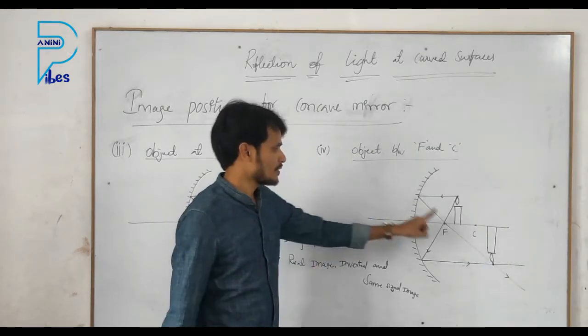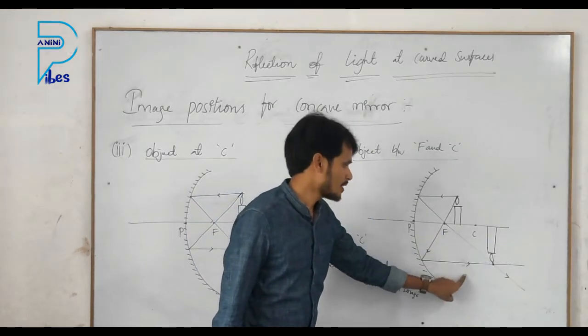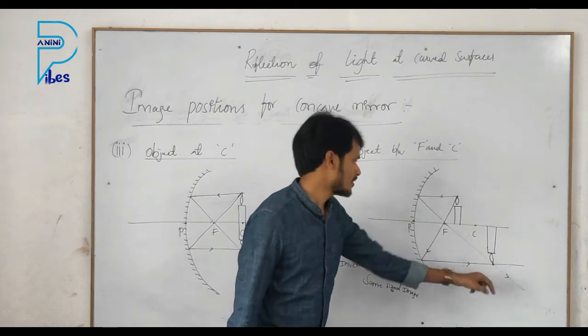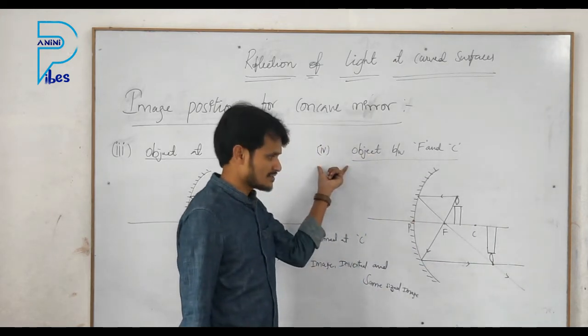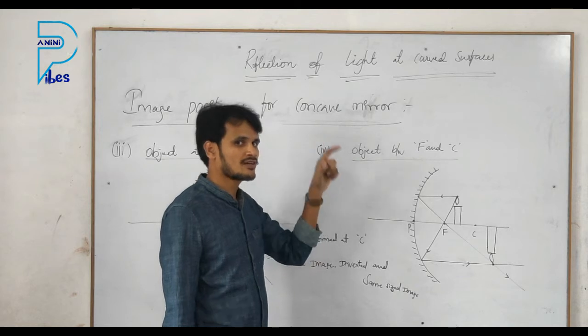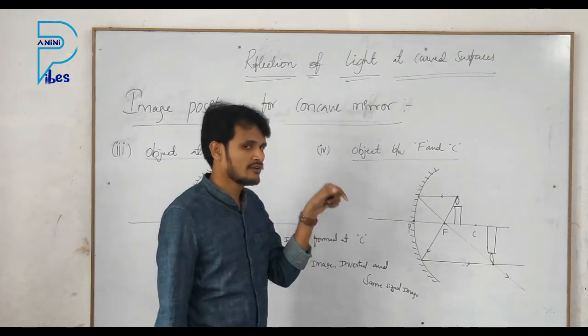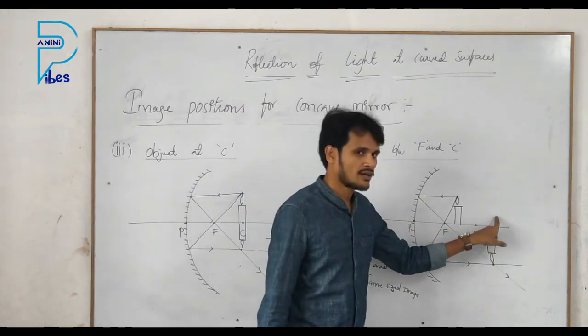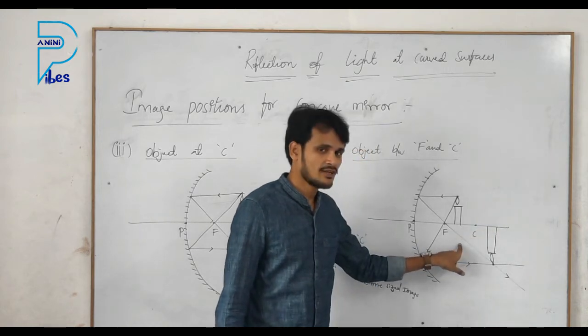So in the fourth case, if you place the object between F and C, the image is formed beyond C. This fourth case is opposite to the second case. In the second case, we placed the object beyond C; now the object is placed between F and C, and the image is formed beyond C.